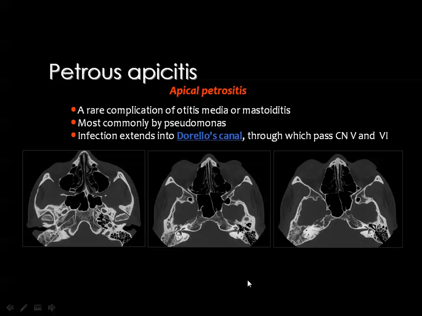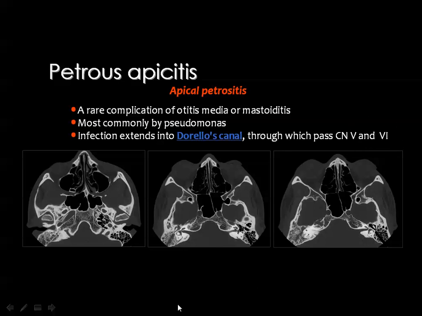Then this is a lesion which affects the apex of the Petrous bone and is considered a rare complication of otitis media and mastoiditis. This lesion is also caused by Pseudomonas, and this infection extends through the Dorello's canal, and this canal contains the cranial nerve number 5 and number 6.